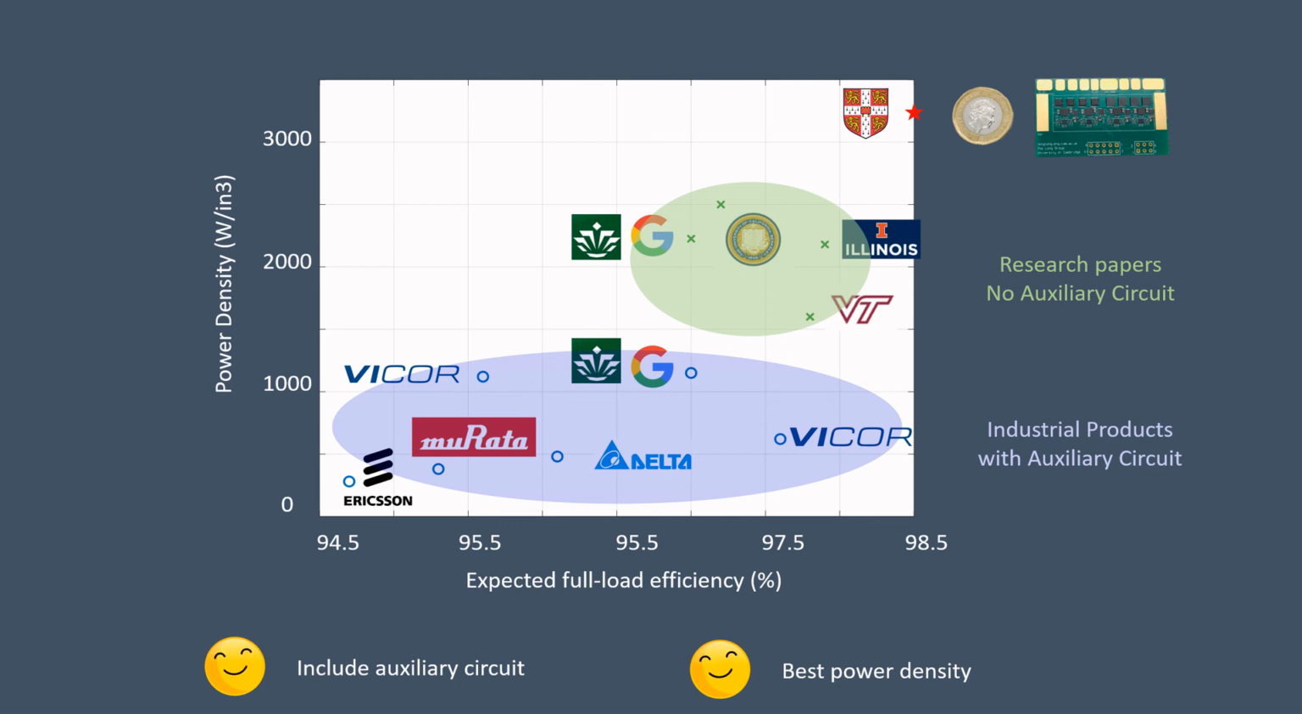We want to use our invention, the SAC converter, in real products, so our SAC converter have auxiliary circuits. At the same time, our power density is still the highest, even compared to the papers with no auxiliary circuit.